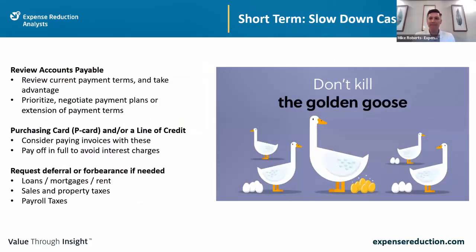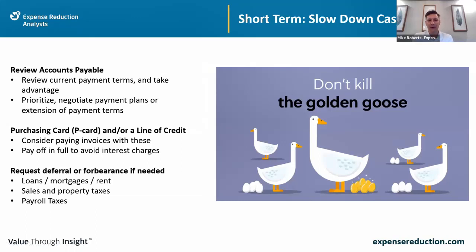All right. So the next item would be short-term ways to just slow down cash going out, right? That's also important in a time where cash flow is critical. So these are a few items to keep on your radar in those scenarios. Accounts payable. We talked about accounts receivable, but how about accounts payable?